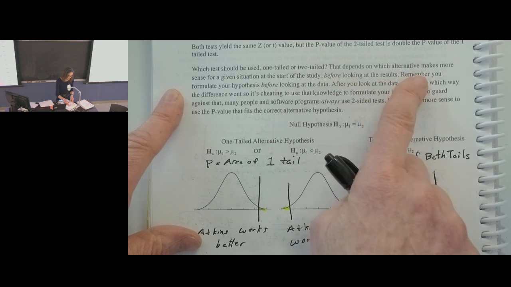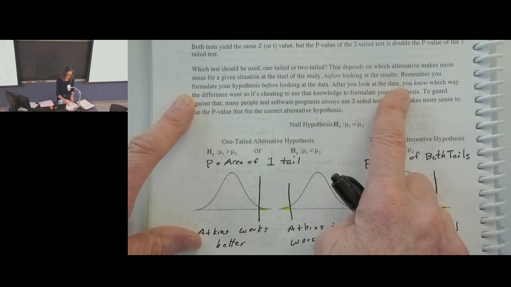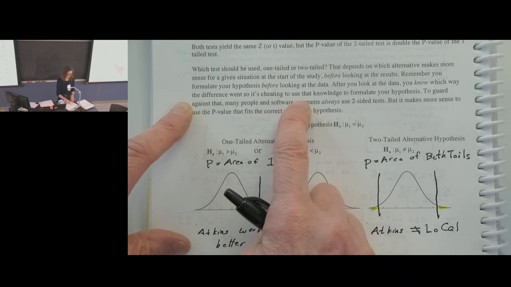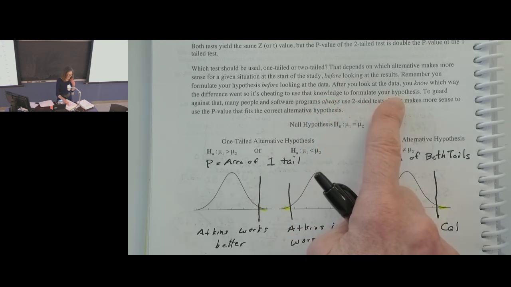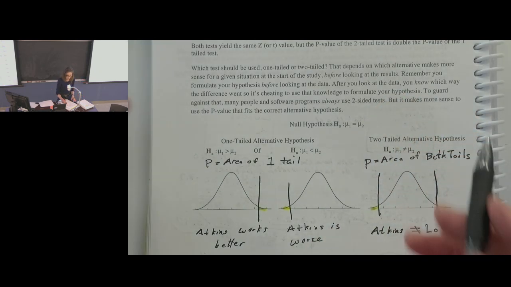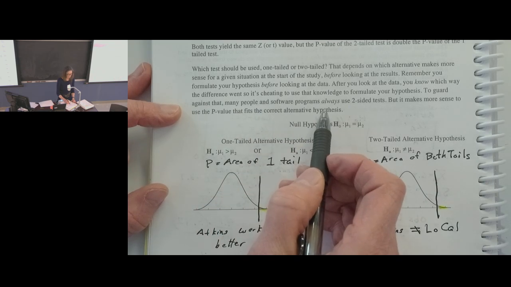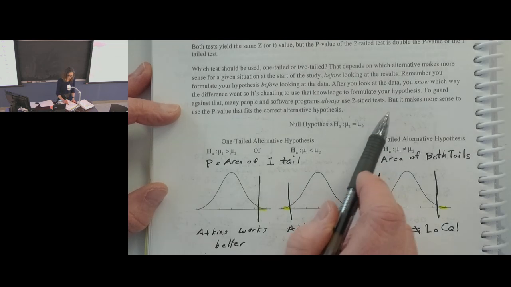So remember, you formulate your hypothesis before looking at the data. After you look at the data, you know which way the difference went. So it's cheating to use that knowledge to formulate your hypothesis. And it's called data snooping, p-hacking. It's terrible. It's cheating. So to guard against that, many people in software programs always, no matter what, use two-sided p-values.